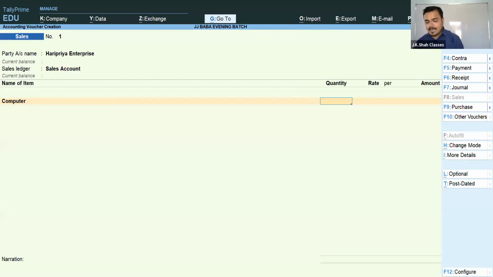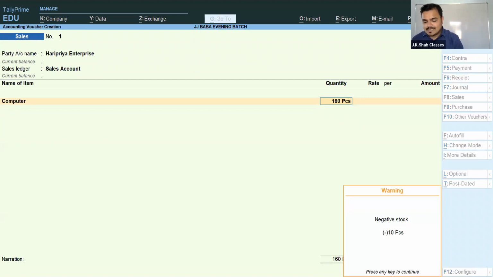What I am selling to her? Computer. Now, people, how many quantity we had purchased? Remember, sir, 150. Yes. I am saying I want to sell 160. And see this, I got the message on the screen that there is a negative stock. Boss, you are having only 150. This is called, people, immediate error reporting. Something you are doing wrong, it will be immediately shown to you. Understood? Any doubt, any queries, any confusion?